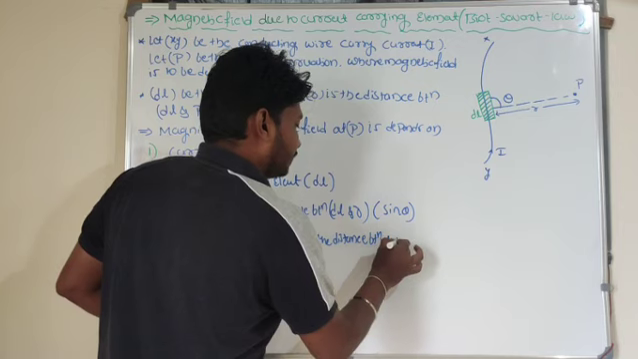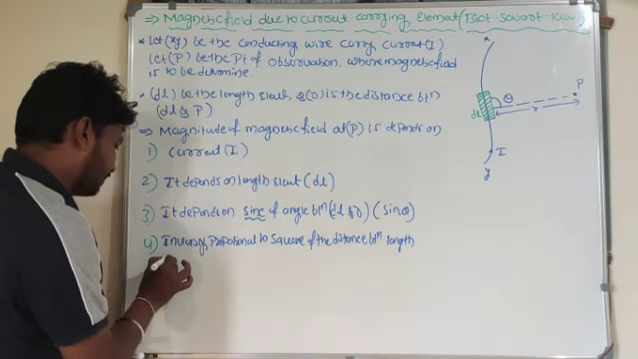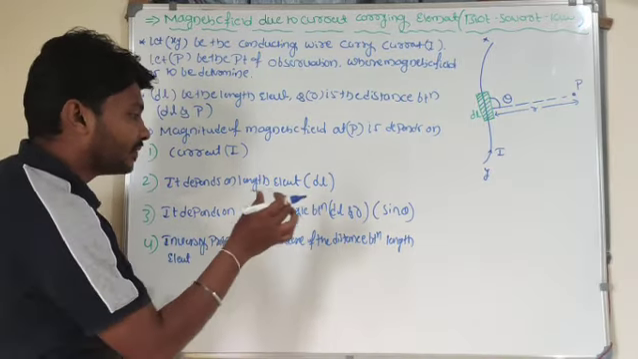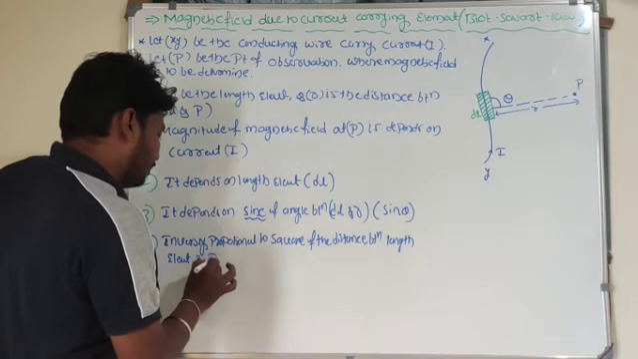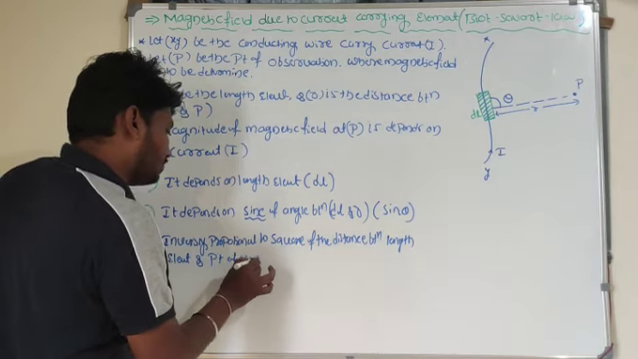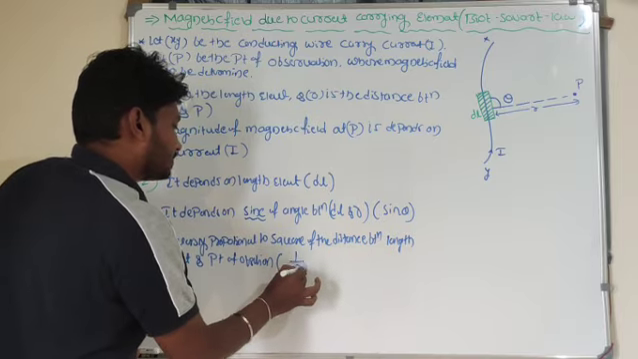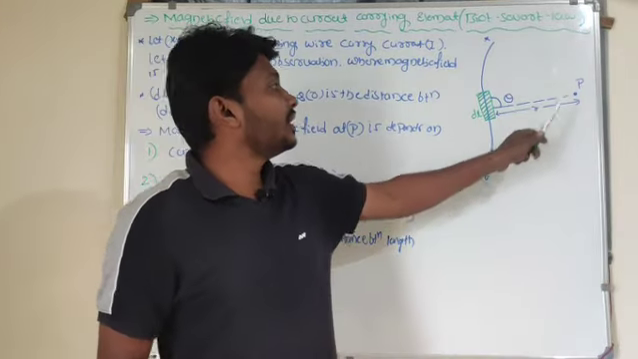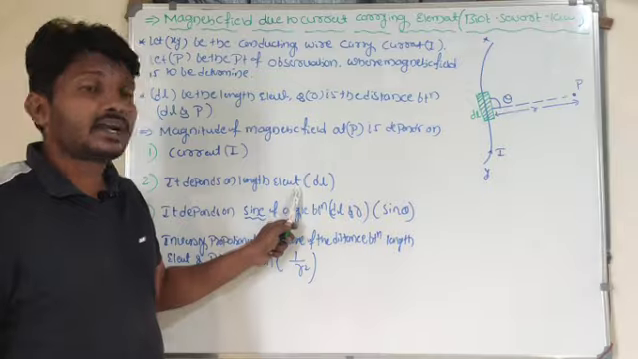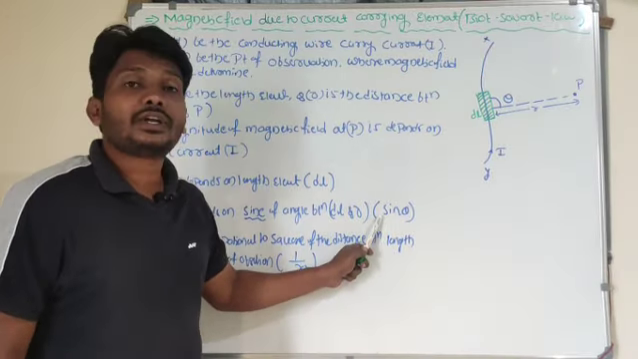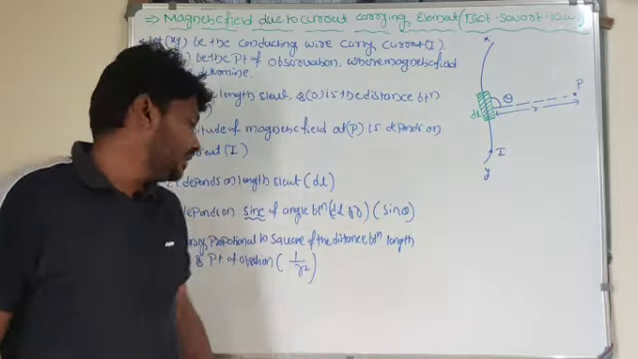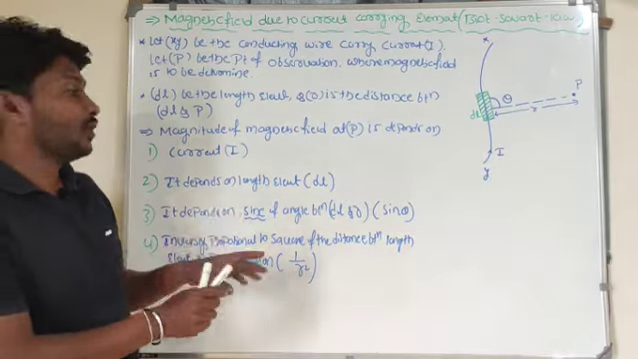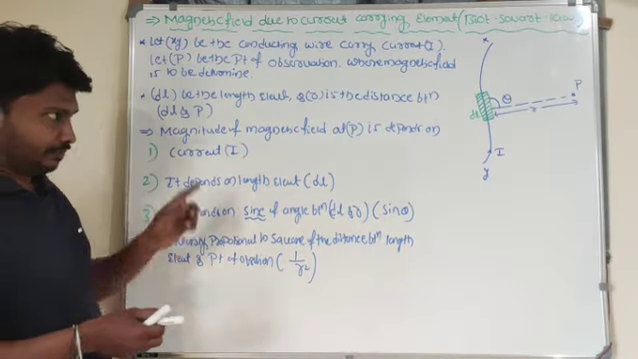the length element or wire and the point of observation. It means 1 by r square. Here we are discussing that the magnetic field at point P is directly proportional to current, directly proportional to length element, proportional to the sine of the angle between the length element and the line joining, and inversely proportional to the square of the distance. By taking these points into consideration, I will give the mathematical expression for this observation.